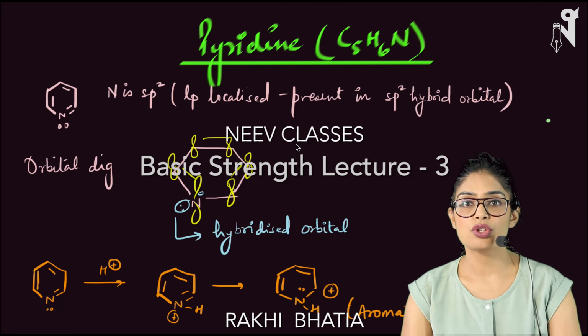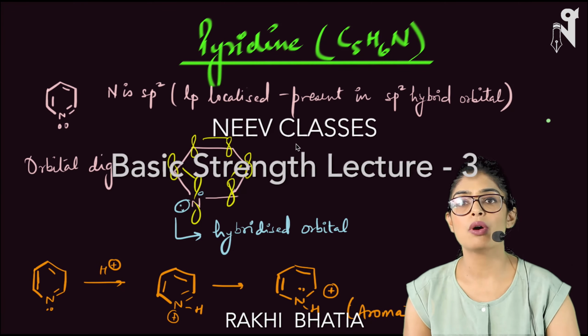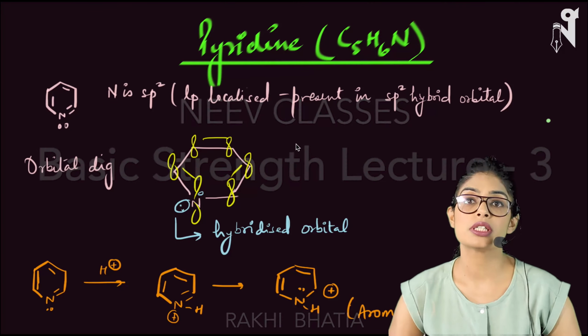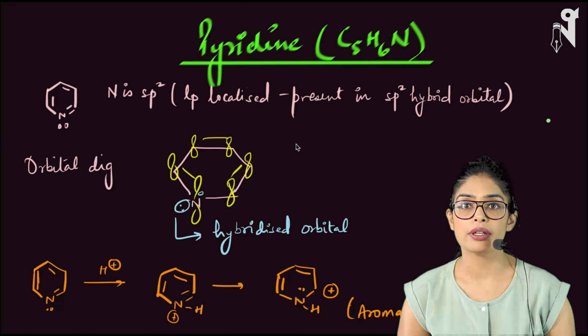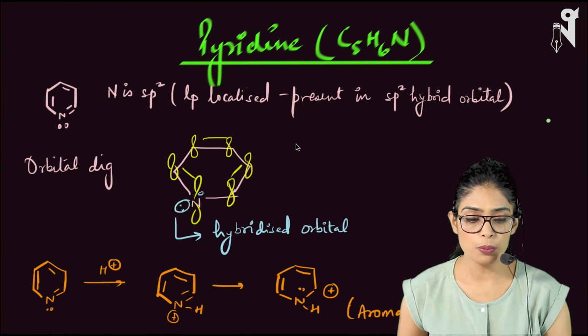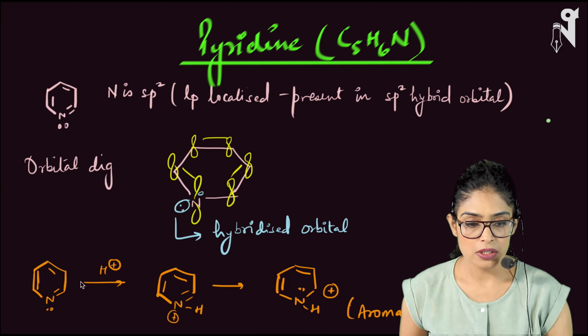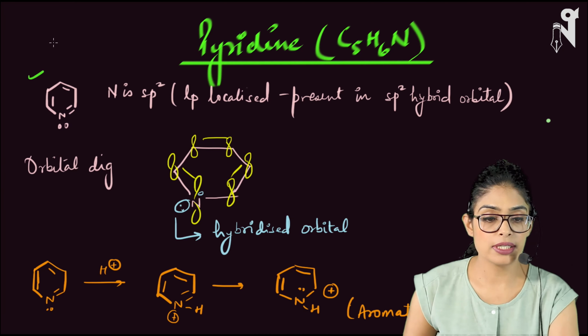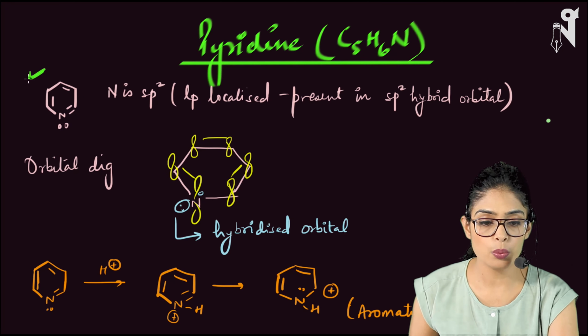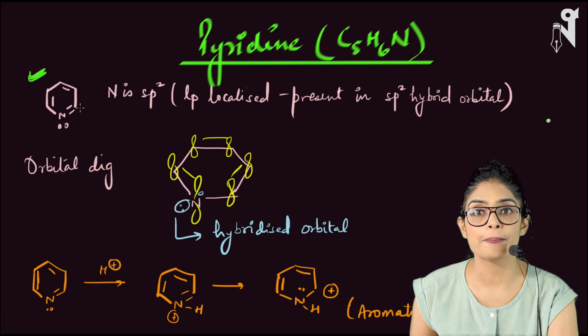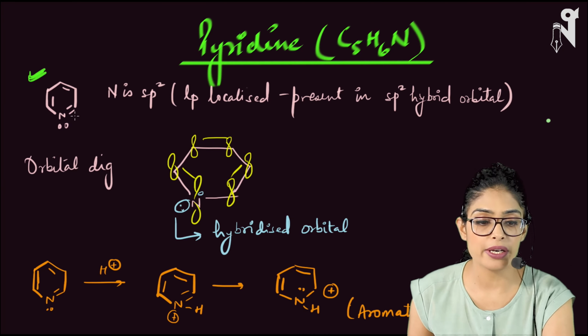Now we are on the third lecture of basic strength. Today we'll talk about a few other compounds, a few other nitrogenous bases, and we will understand how to calculate their basic strength. So the first compound which we'll talk about is pyridine. Let's see how pyridine looks. This is the structure of pyridine, where it looks like benzene and one carbon is being replaced by nitrogen.